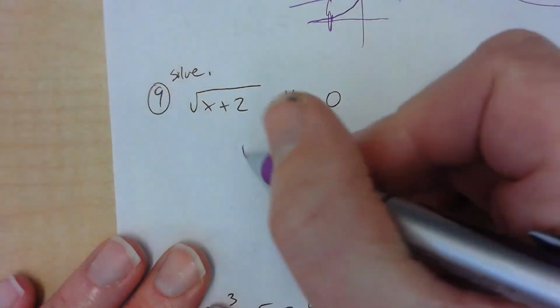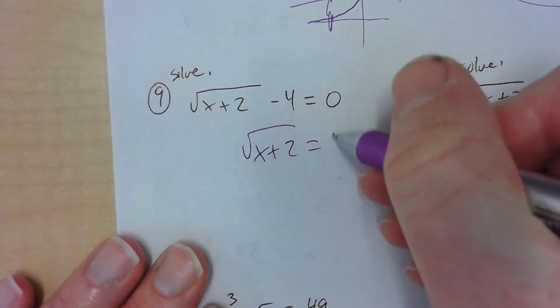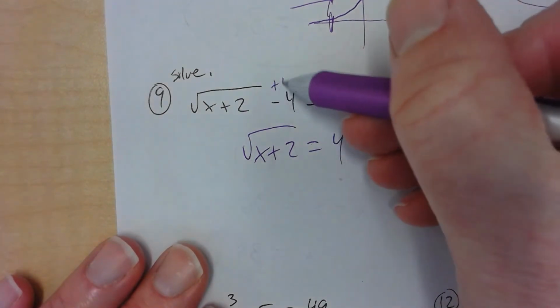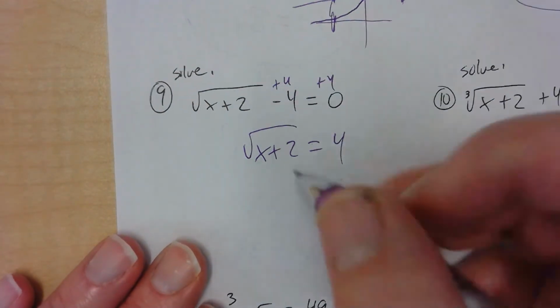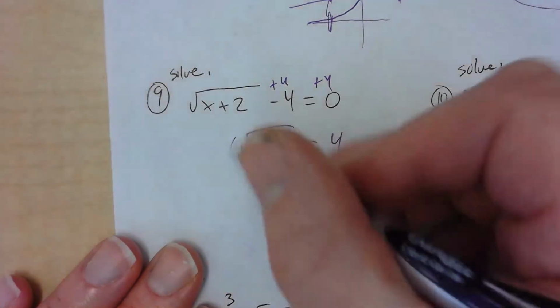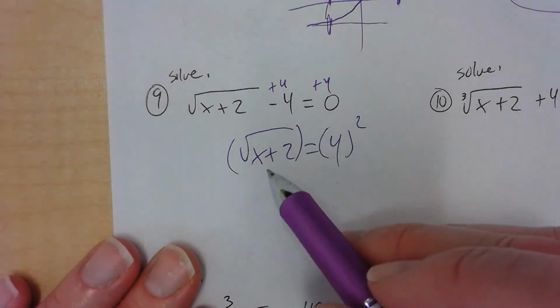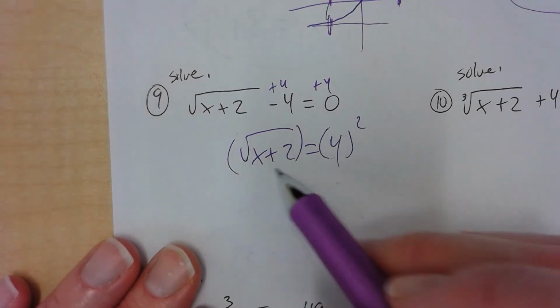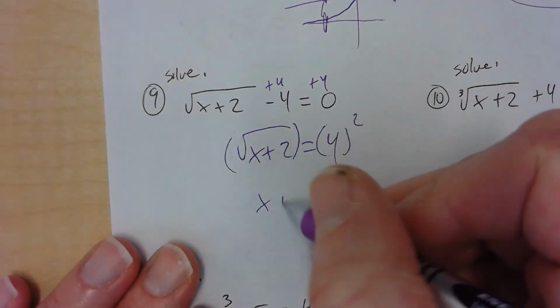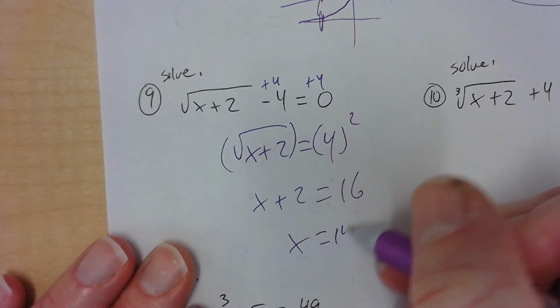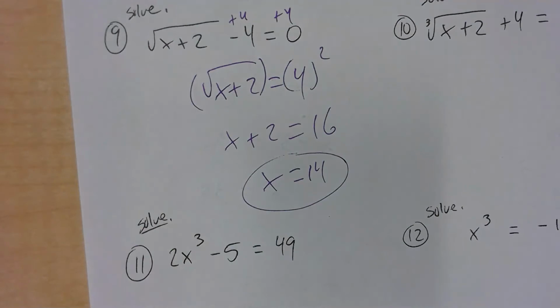Add the 4 over, square root of x plus 2 is equal to 4. When you do these problems, you always have to isolate the radical. So adding the 4 over is what you have to do. Then we square each side. And this one's okay because the square root of something is positive. That's okay. So I get x plus 2 is equal to 16. Subtract the 2 over, and I get 14. So 14 would be the answer for this one.